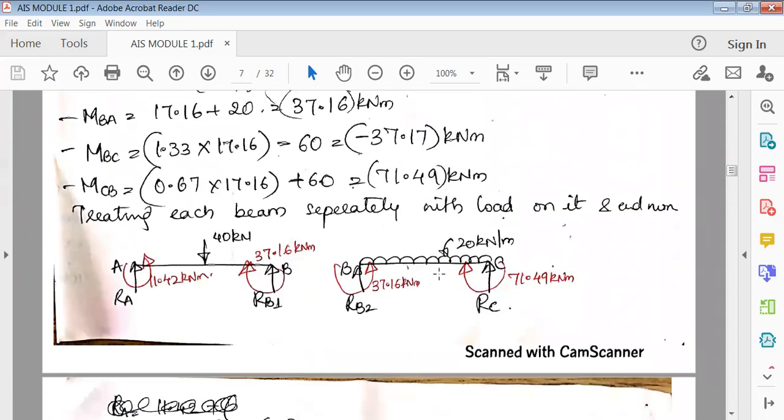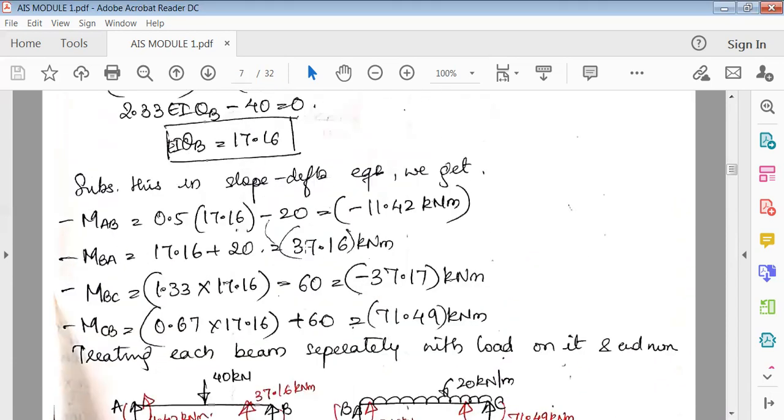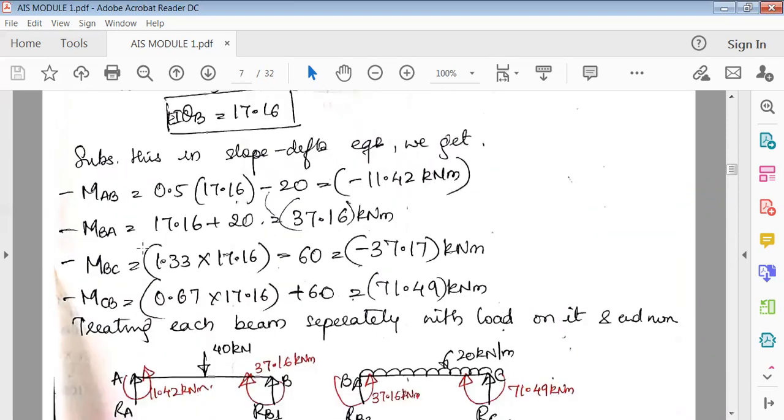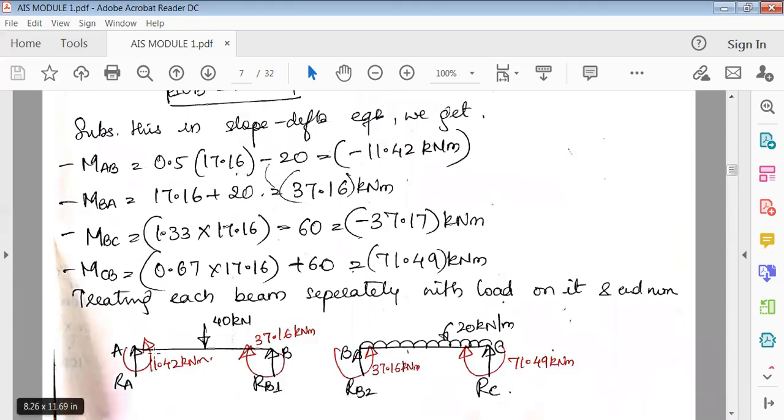So what we'll do here is, as usual, treat both the beams separately, then apply the load and find all the reactions. Let us start with the first one. All these equations that you have found, we'll be putting here and using. I've shown it with the red mark. Now see here, in span AB, I've taken a point load at the center.